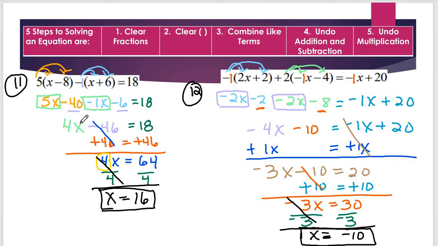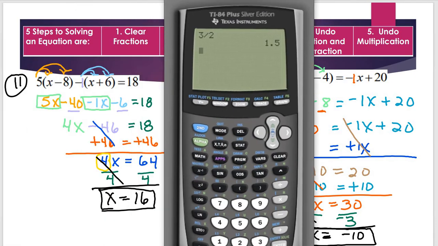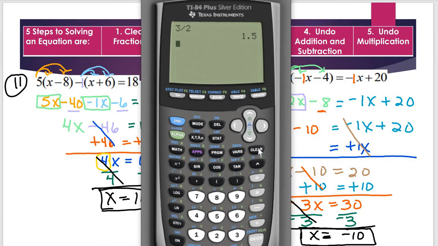Combine my like terms. My 4x minus 1x is 4x. Now add -40 plus the -6 together, and you come up with a -46. Undo addition and subtraction right here, and when you work it out and then undo multiplication, you'll come out with x equals 16. If you were to substitute 16 back in place of your x's right here, it will give you 18. So you can very quickly check to see if it is the correct answer.